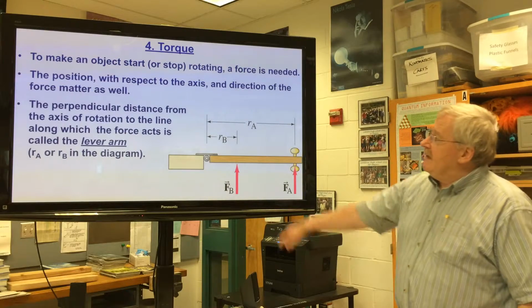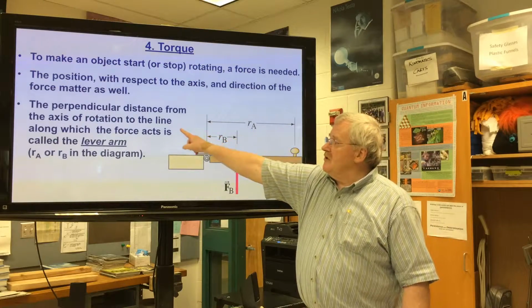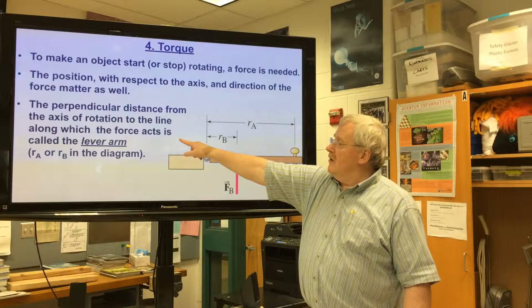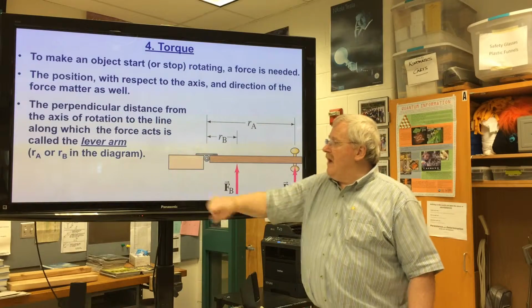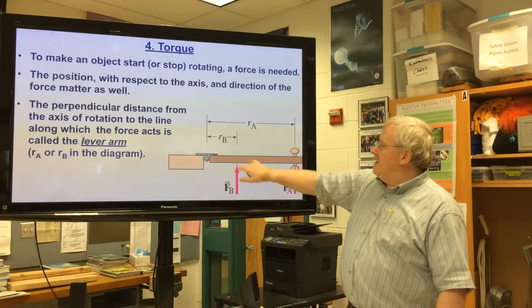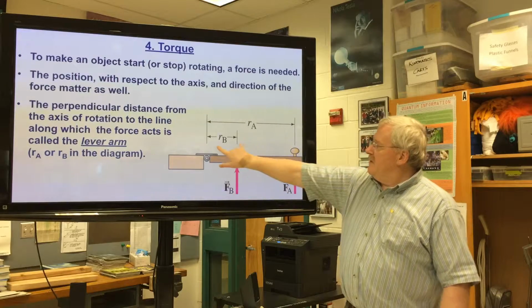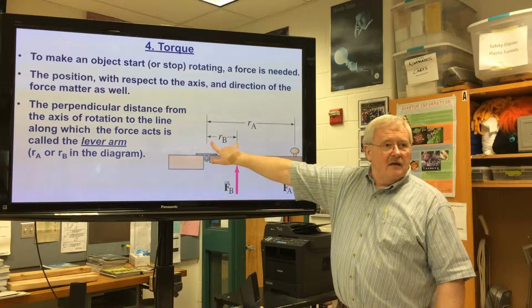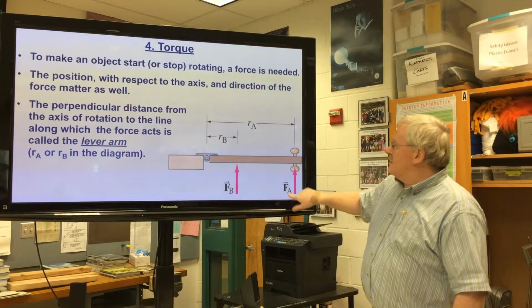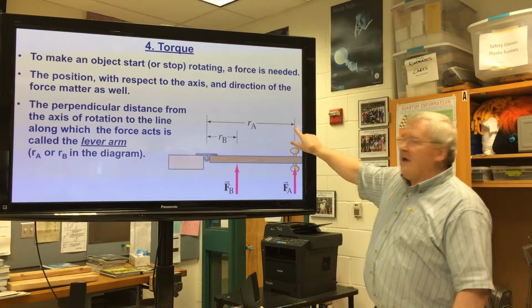The perpendicular distance from the axis of rotation to the line along which the force acts is called the lever arm. In this case, for force B, this will be the lever arm, RB. For force A, this will be the lever arm, RA.